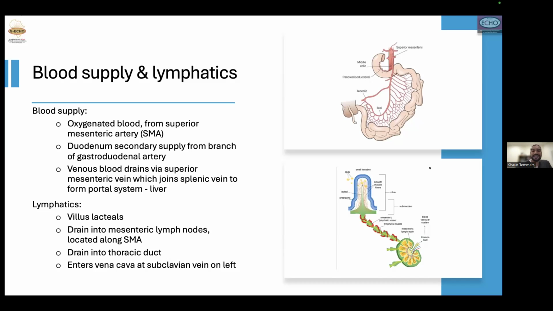Each villus contains a single lacteal, and this lacteal will then drain into a mesenteric lymph node, and these are located all along the SMA. And this drains into the thoracic duct on the left, where it enters the superior vena cava at the subclavian on the left.